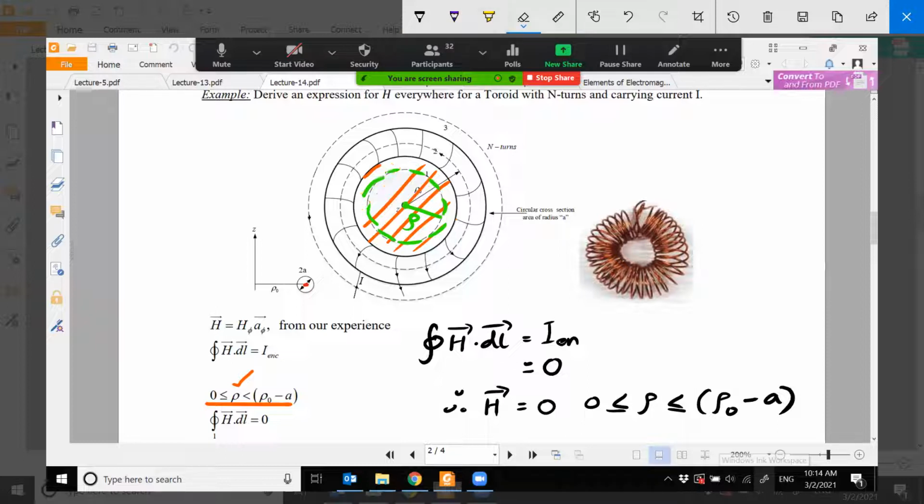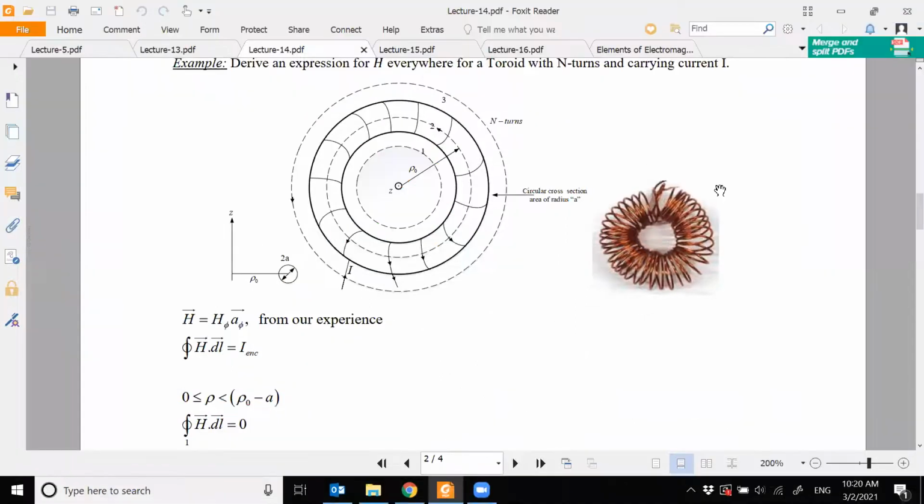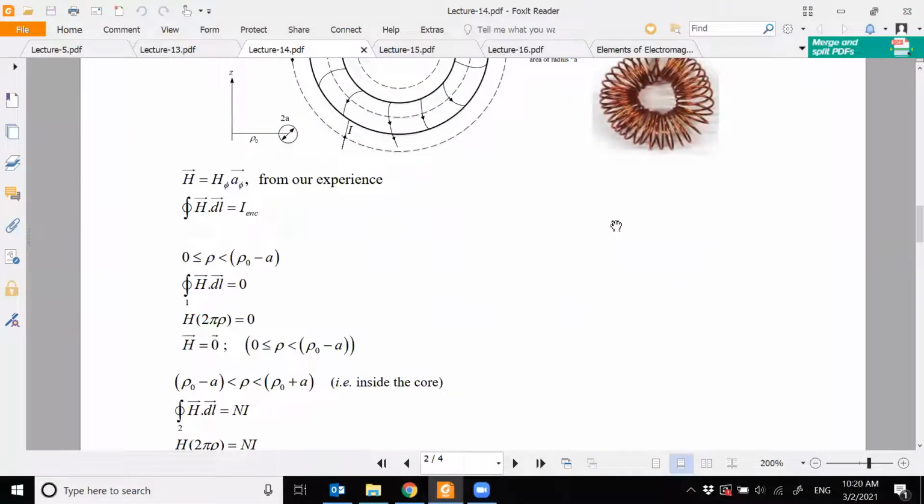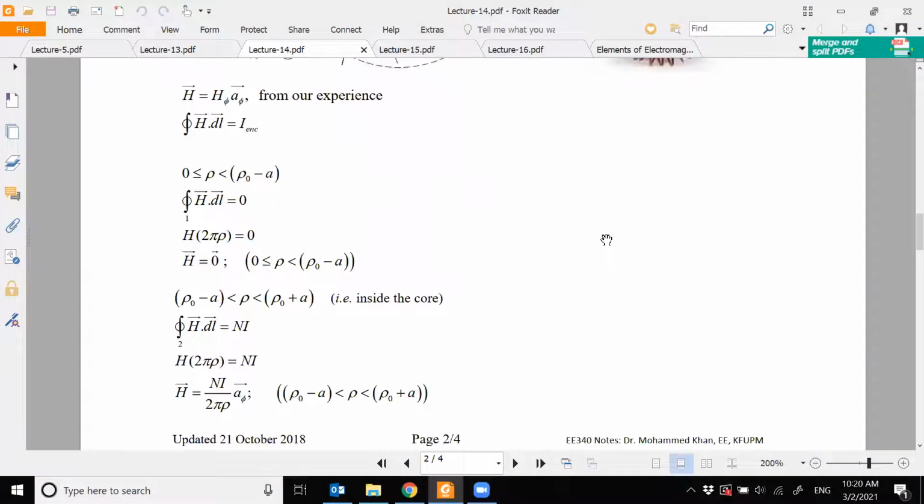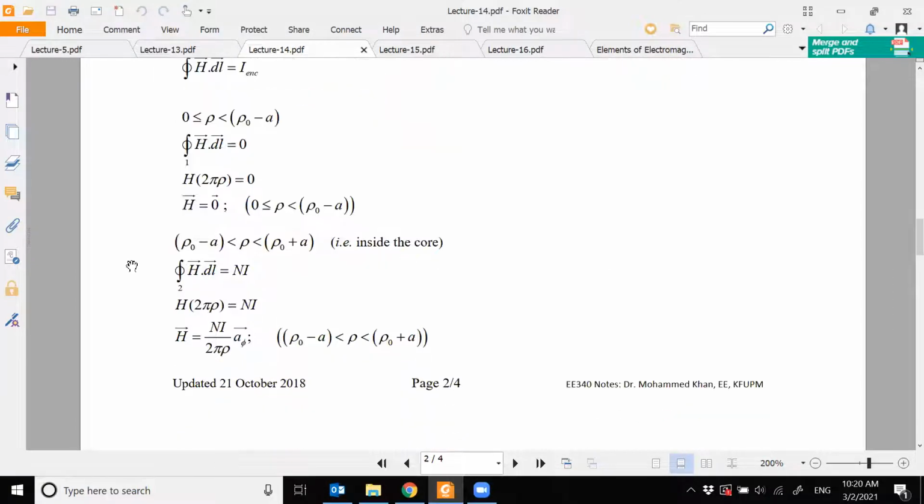Now, Doctor, what is a? a is the radius of this core. See here? Did you get it? Yes. So it's the radius of this core because our core cross section is circular. So it's the radius of that core. Okay. So now we are going into the second part. So therefore my magnetic field is 0 here.